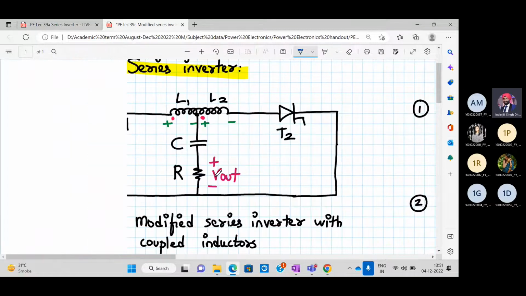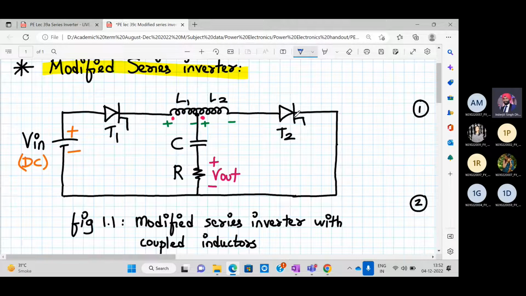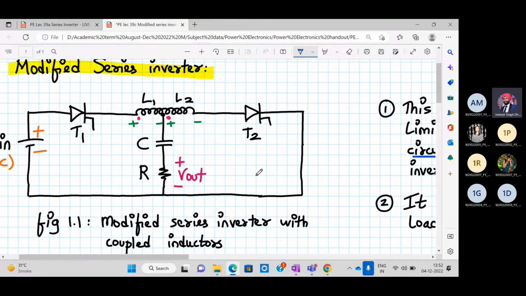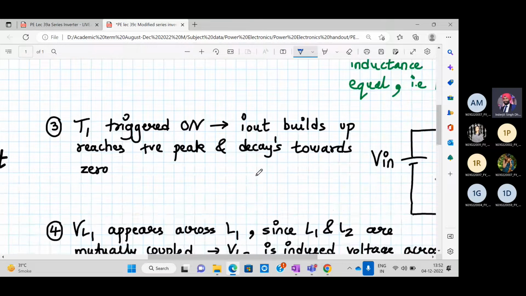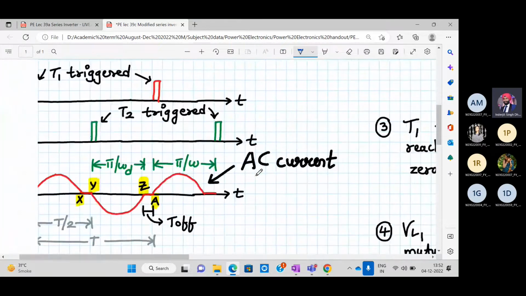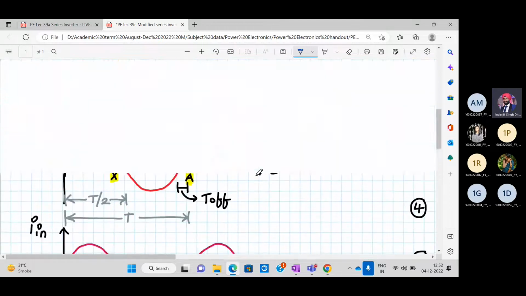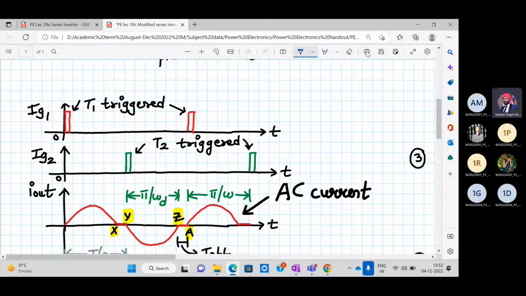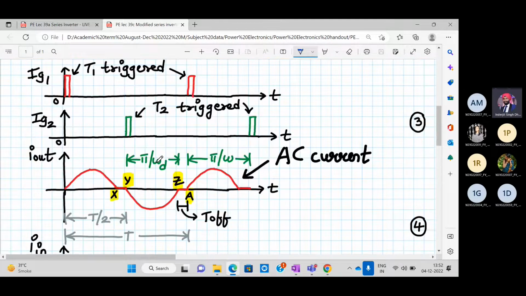All right. So it consists of two SCRs, one inductor with a center tapping, a capacitor, and R, and the input supply. Voltage is taken across R, the load resistor. So let's begin the analysis. What was the problem happening? It has the same waveforms as your basic series inverter. So what was the problem?